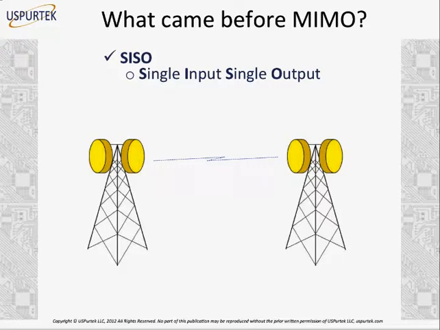So does this picture look familiar? You must have seen these microwave dish-like antennas on cell towers. These provide communication links with the core network or with other cell towers and are point-to-point links. So this is essentially a SISO system, single input and single output.